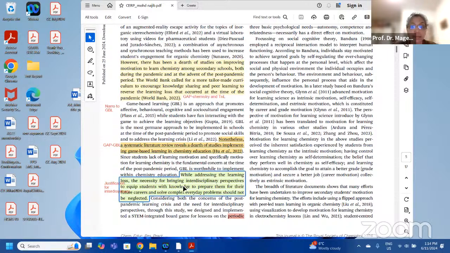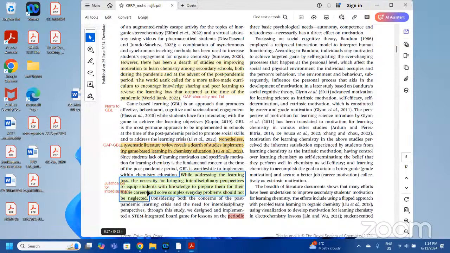So I continue saying that while there are many game-based approaches, all of them are very much about learning the content. Like if I want to talk about the periodic table, I just learn about the periodic table. I don't make it interdisciplinary. Science, technology, engineering, mathematics is not there. It does not appear in a game. So I want to make it interdisciplinary. Then I started: while addressing the learning, the necessity to bring an interdisciplinary perspective to equip students with knowledge, to prepare them for future careers, and to solve complex everyday problems should not be neglected. So I said, no, we need interdisciplinary because I'm going to bring STEM inside.